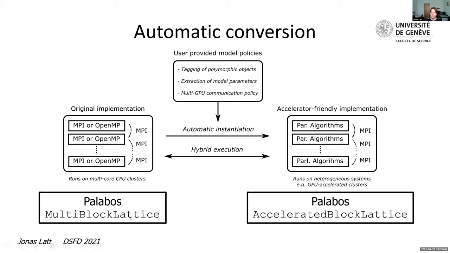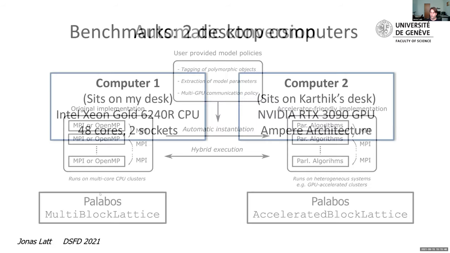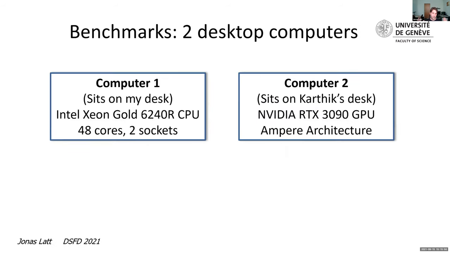But now the question is, how does the code perform? So we ran a benchmark on two computers. The first computer is a CPU machine. It's a high-end desktop machine. Actually, both computers are desktop machines. So the first one is sitting right next to me. That's the Intel CPU with 48 cores. It is a desktop computer.